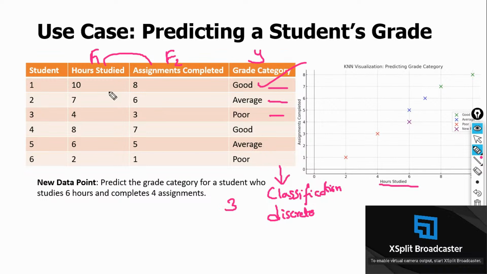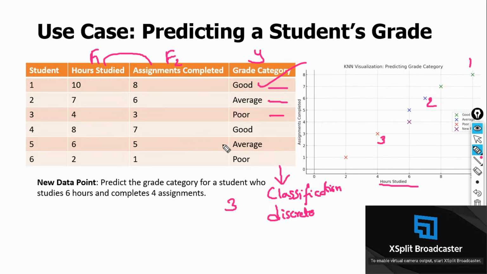Okay, so what is the first student? 10 comma 8. So 10 will be somewhere here and 8 is this one. So I'll just mark it with the student ID. This is student 1. Then the second student is 7 comma 6. This is student 2. Third student, 4 comma 3. Third student.